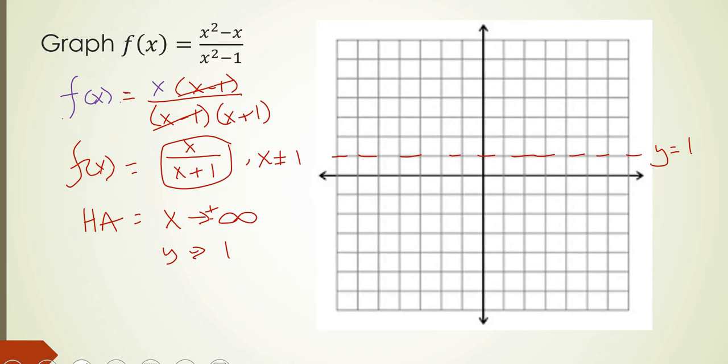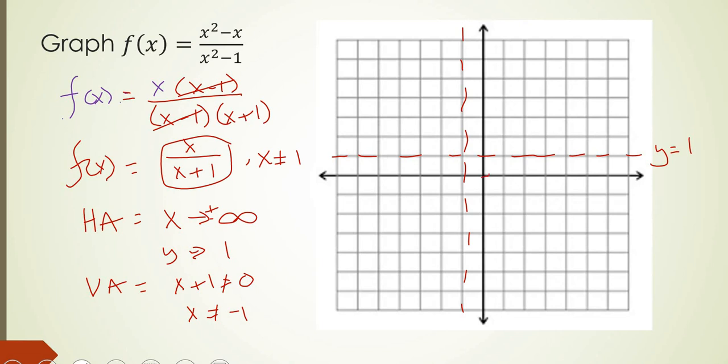Now, vertical asymptote. When does the denominator equal 0? So x cannot equal -1. This is my vertical asymptote. After that, we're just going to plug in some numbers. So let's do some here to the right. When x is 0, we get 0.